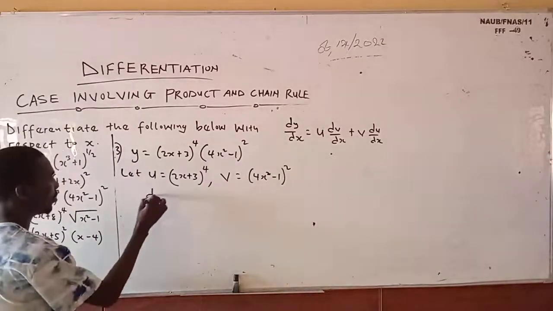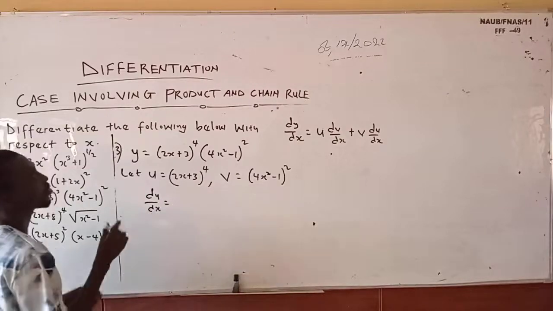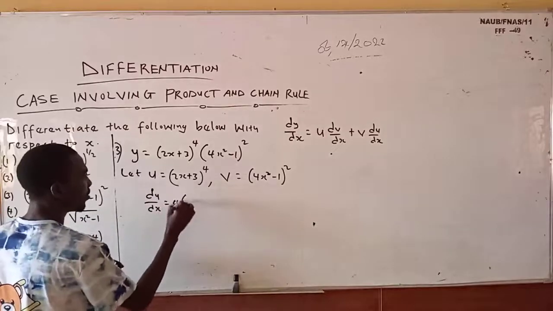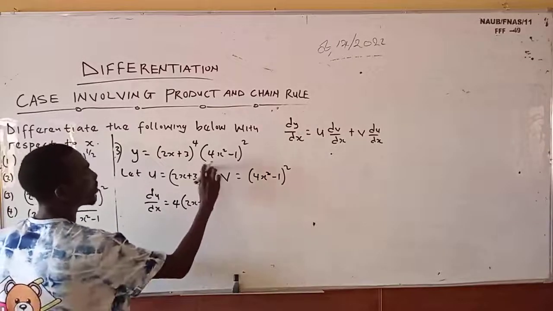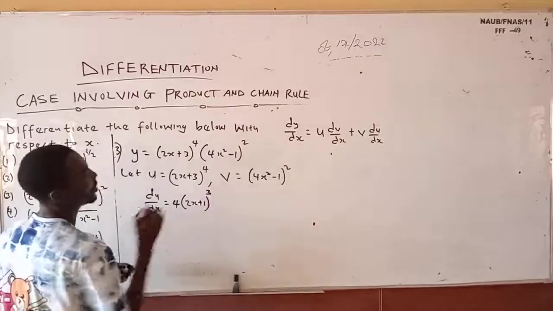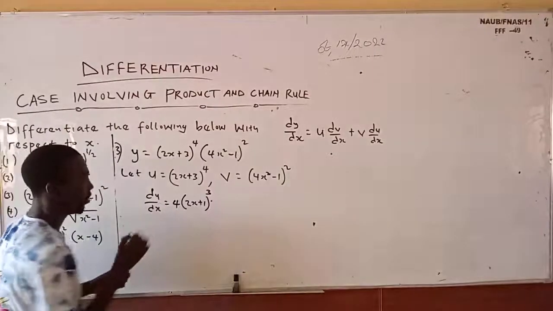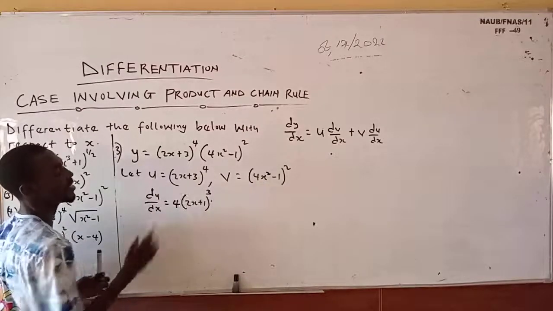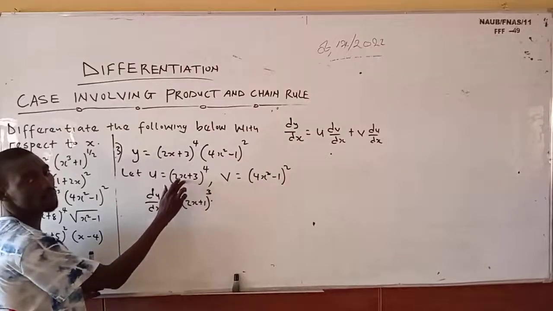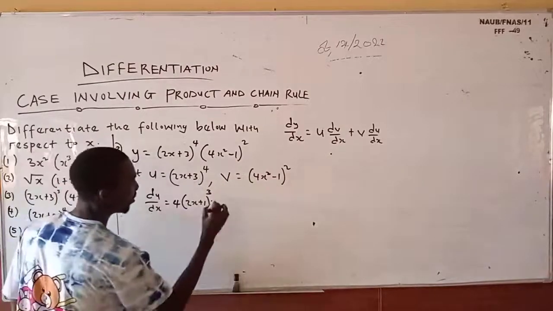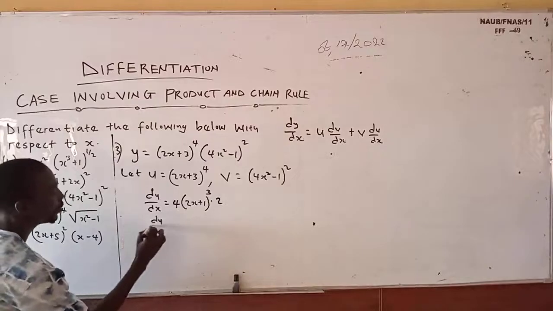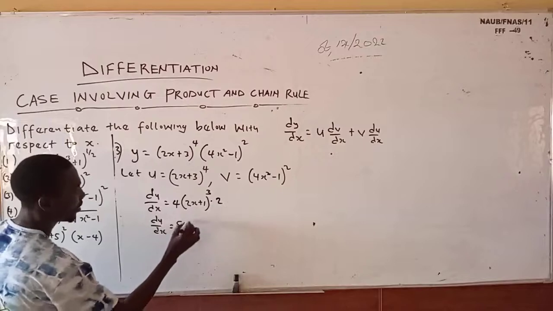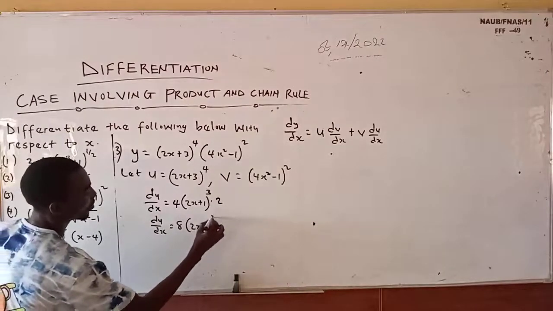Now, the first thing is du/ds will be equals to, the first thing you do, you move the power to the back, 4, then you rewrite this 2s plus 3. Subtract 1 from this 4, you are going to have 3. Then the next thing is you differentiate the inside now. If I differentiate 2s, I'm going to have 2. If I differentiate this, I will have 0. So it means this is 2. So it means that du/ds will be equals to 4 times 2 is what? 8. So 8 times 2s plus 3 all to the power of what?